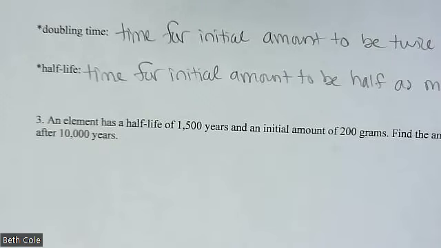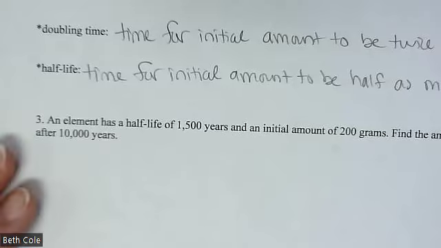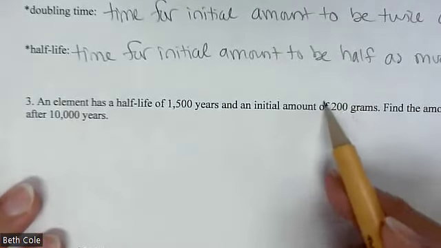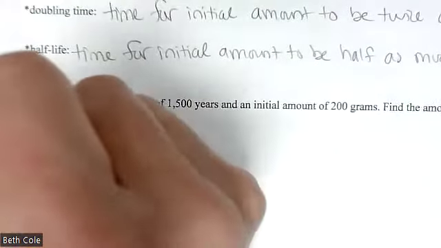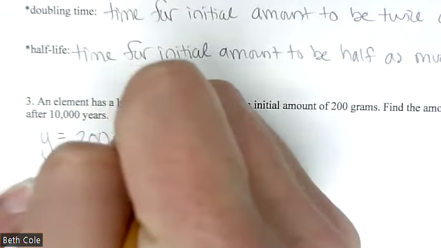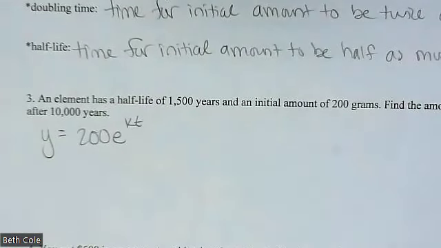So an element has a half-life of 1,500 years. If you're like, wow, that's a long time. Yeah, it takes a long time for stuff to biodegrade, right? An initial amount of 200 grams, find the amount after 10,000 years. I would start with this. The initial amount is 200. So it's y equals 200 e to the kt, like think PERT.